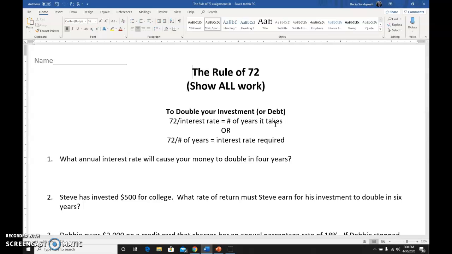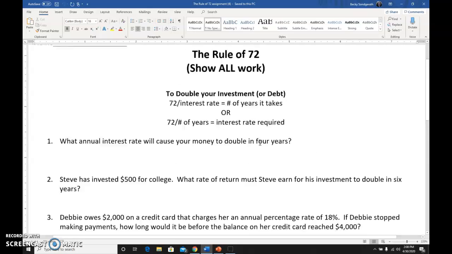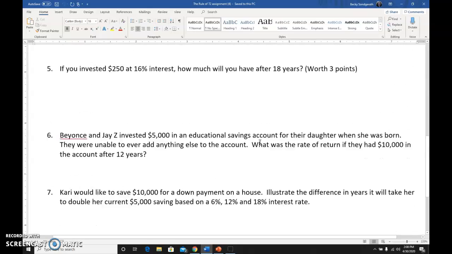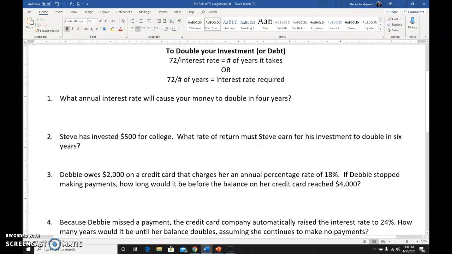Alternatively, or algebraically, if I switch that around, I can do 72 divided by the number of years to figure out what interest rate I would need in whatever investment that I chose, if I needed money to double in, say, 12 years, or I need money to double in 6 years or 4 years. What interest rate would I have to get on that investment? So you can solve either way. So you're given 8 different problems.